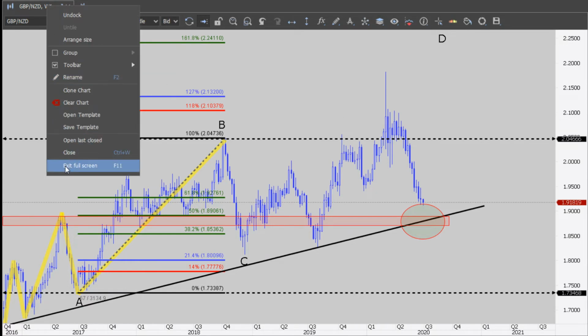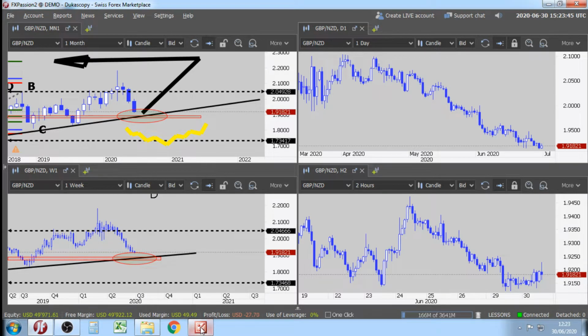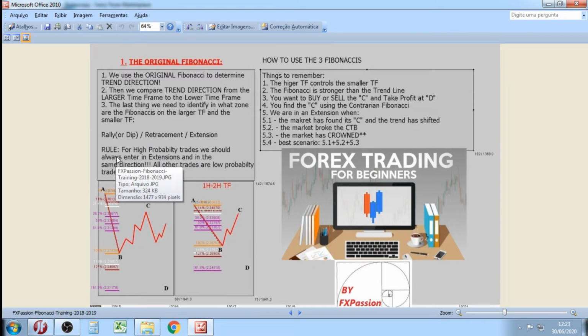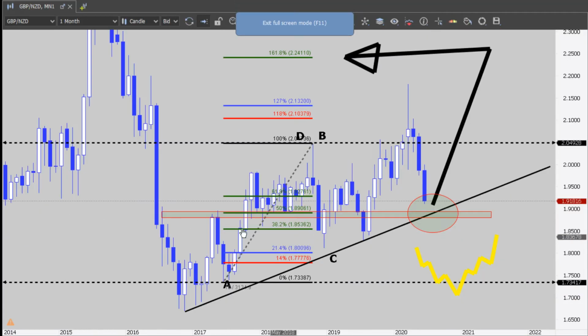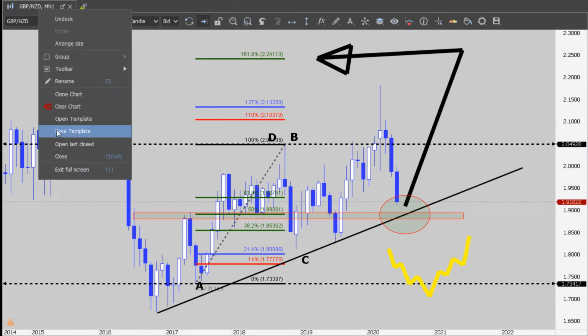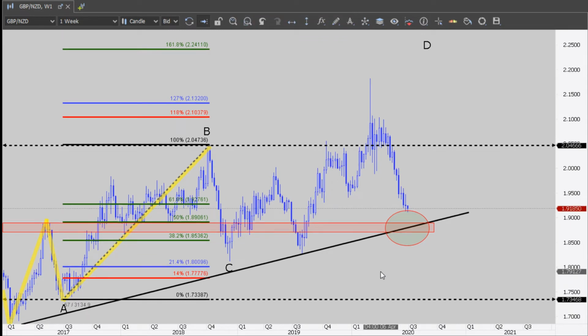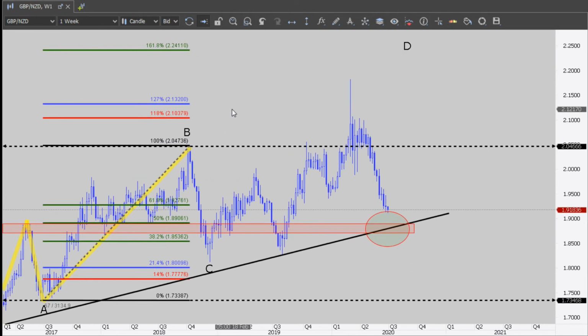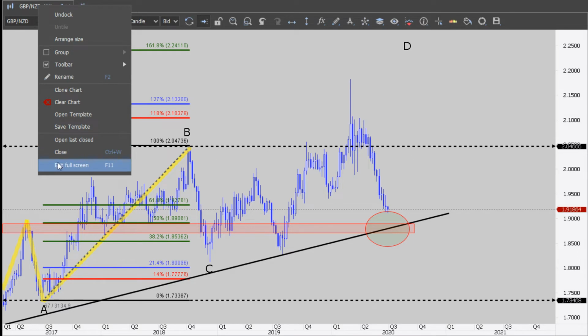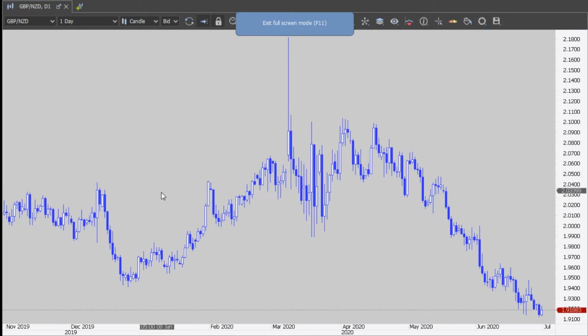Okay, so now we are going to go on the daily chart finally. And remember, a rule for high probability trades: we should always enter in extensions and in the same direction. So from the monthly chart and from the weekly chart, we have the same direction. If you would enter on the weekly, then you have a high probability trade according to the Fibonacci's. But remember, Fibonacci's has rules and you need to obey those rules. Now let's go on the daily as Time to Shine asked.